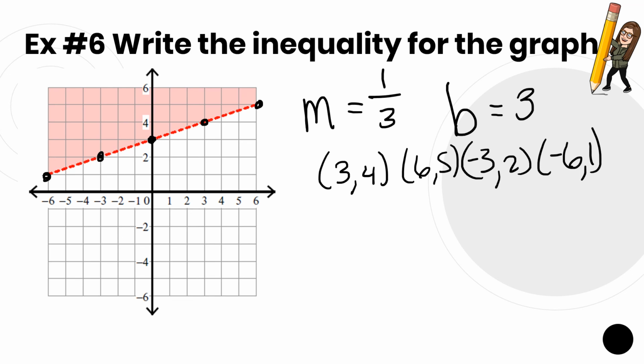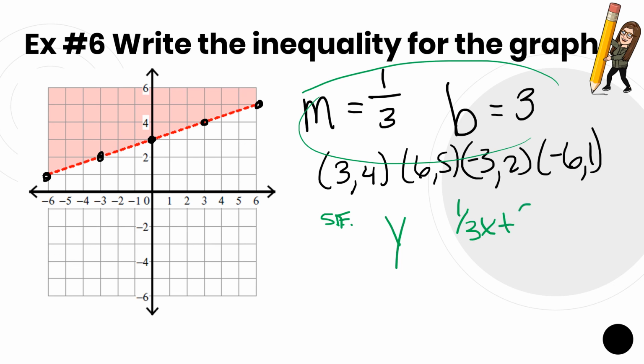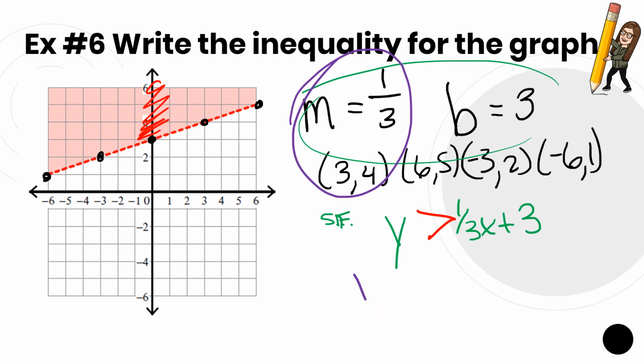So the first one I'm going to choose is slope-intercept form. That would look like y, 1/3 x plus 3. And my inequality, let's see, we shaded above. Above means greater than. For the next one, I'm going to use the first point I wrote. We'd have y minus 4 and 1/3 x minus 3. My inequality symbol is the same no matter what because it's the same line.